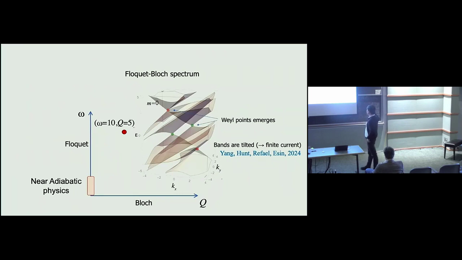Actually, similar features have already been studied by Yang and his collaborator. Another feature is that we have these emergent Weyl points. These green and orange dots are the Weyl points emerging because we're pumping this with circularly polarized waves.